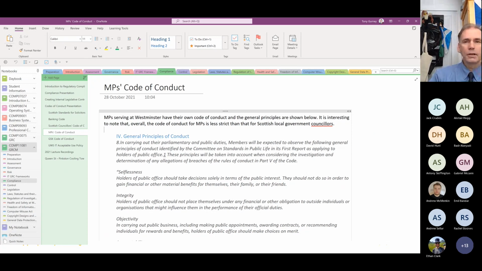Now, again, these are easy to come across. The public ones are easy to come across. What's less easy to come across are ones for private companies. But I have managed to find one for GSK, who are a chemical/pharmaceutical company.